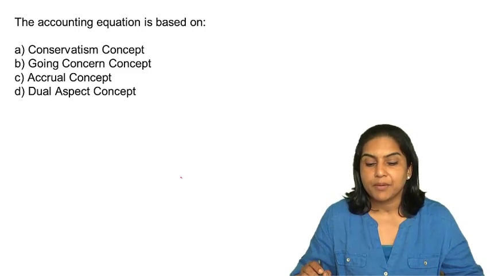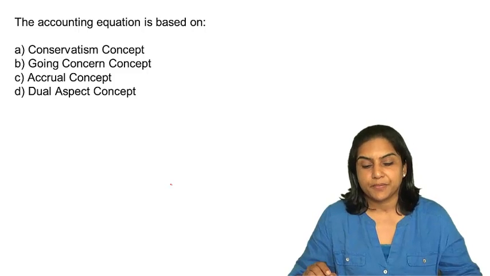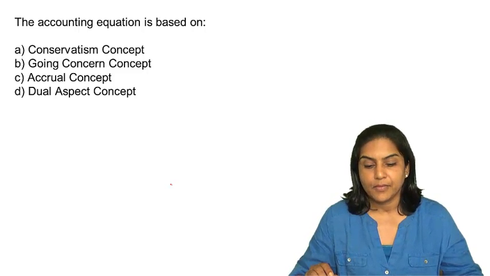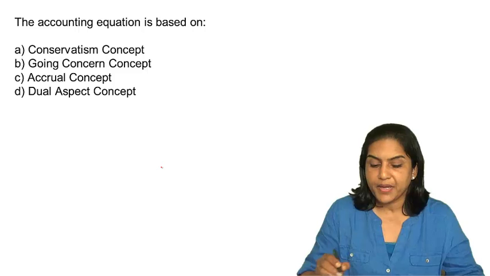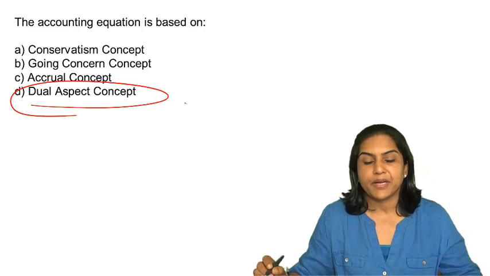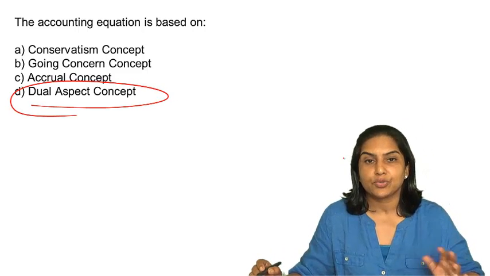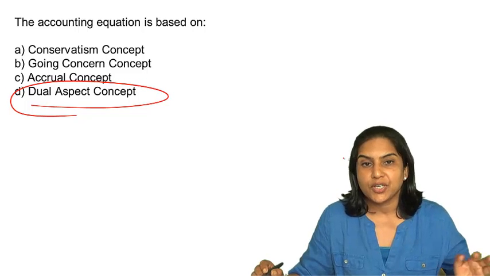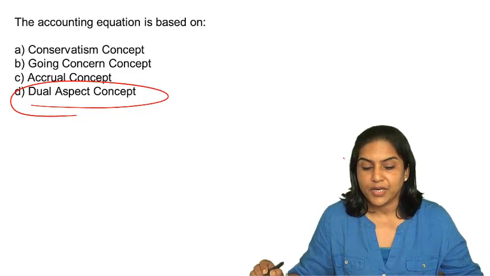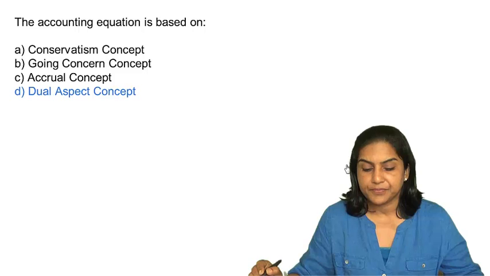Next, the accounting equation is based on A. Conservatism concept, B. Going concern concept, C. Accrual concept, and D. Dual aspect concept. The accounting equation is based on the dual aspect concept. Dual aspect, two sides. Each transaction has two sides. So the correct answer is D.